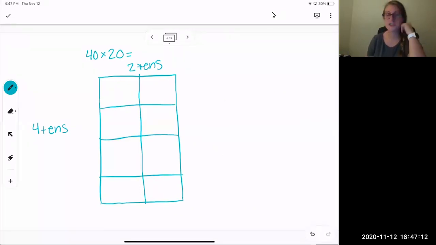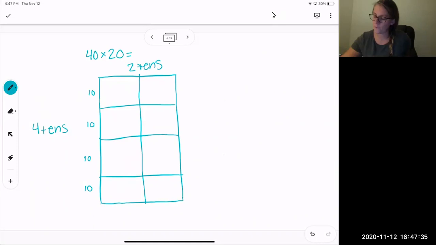Okay, so now each of our squares, even though they're not perfectly symmetrical or perfect squares, each of our squares is going to be 10, 10, 10, and 10, just like we did when we were doing length and width, and we said the length is 3 times as much as the width. So here we have 4 times as much as 10, right? And then here we would have 10 and 10, and this one's 2 times as much as 10.